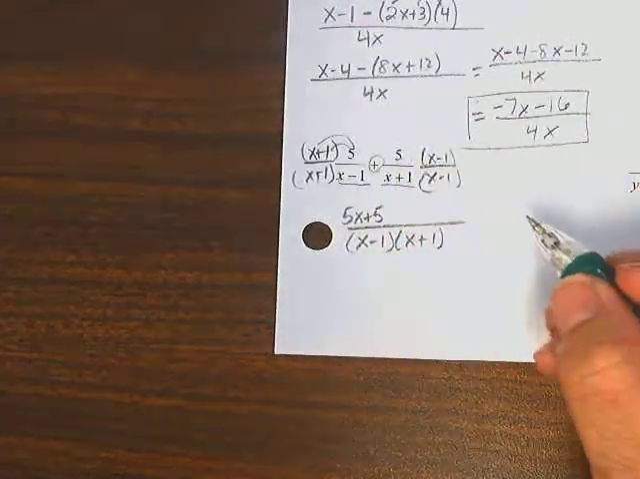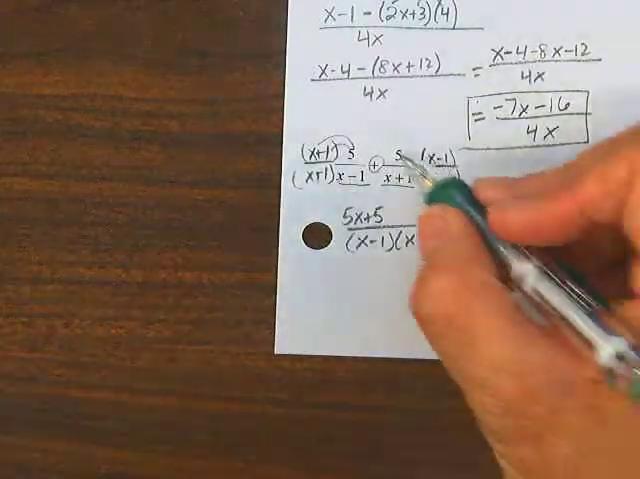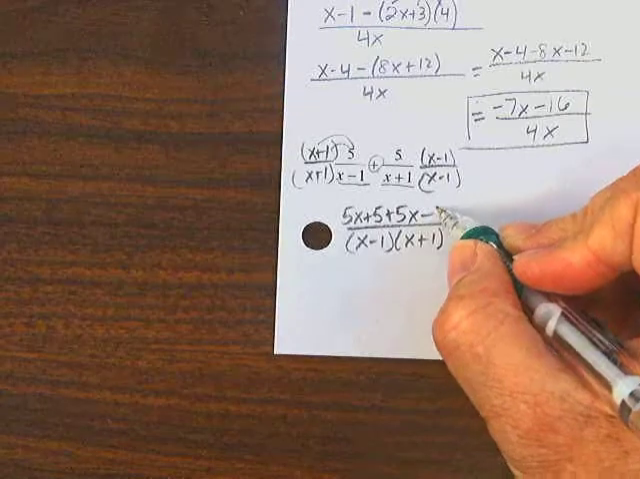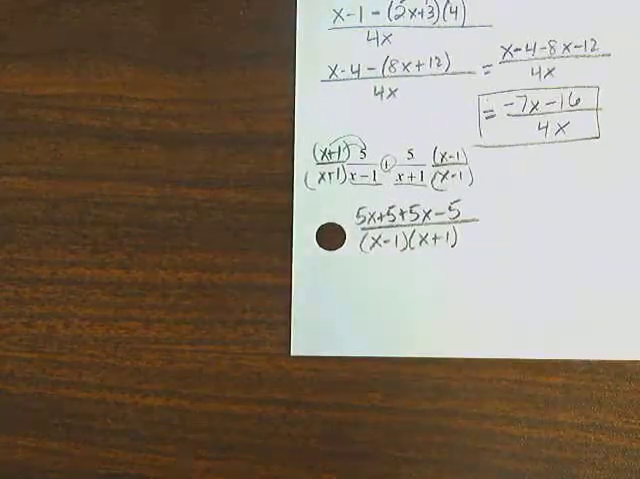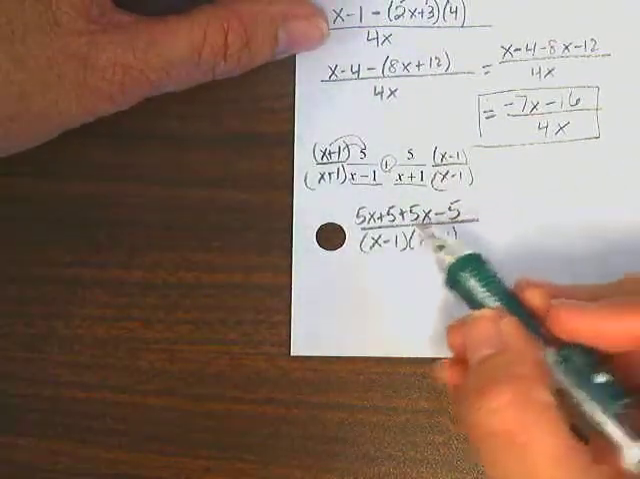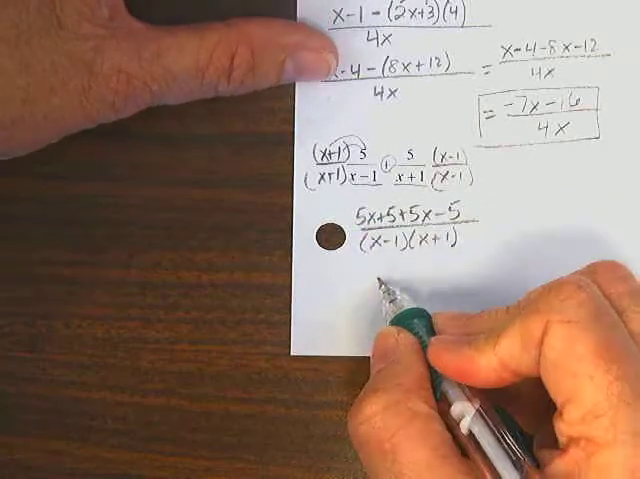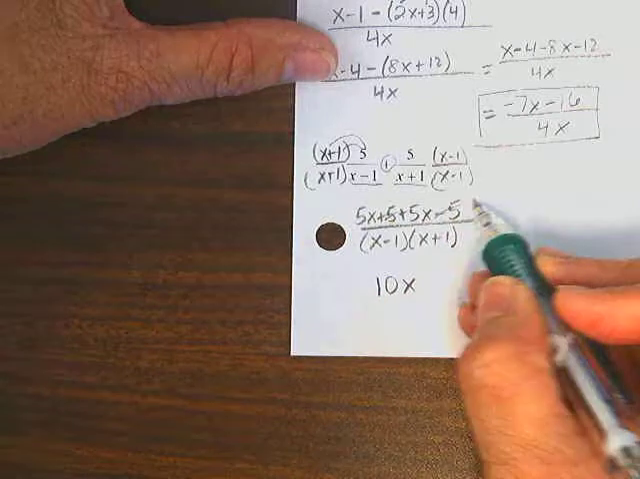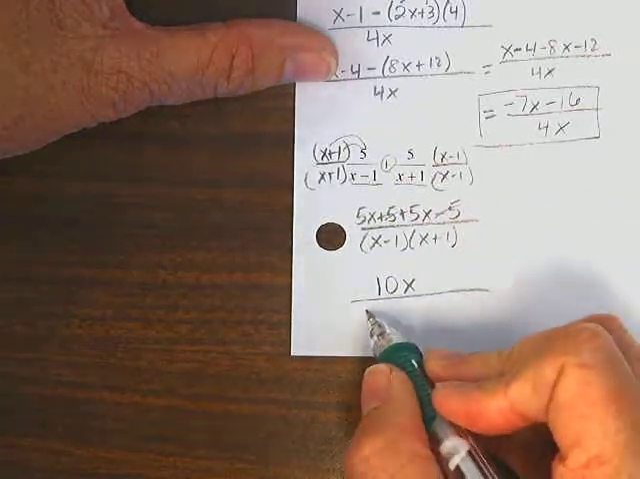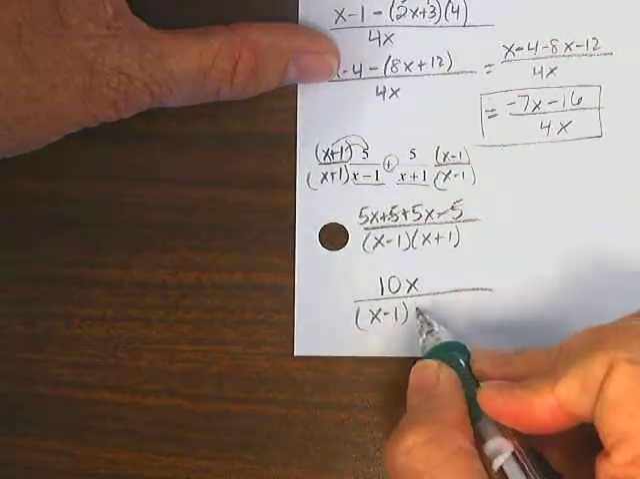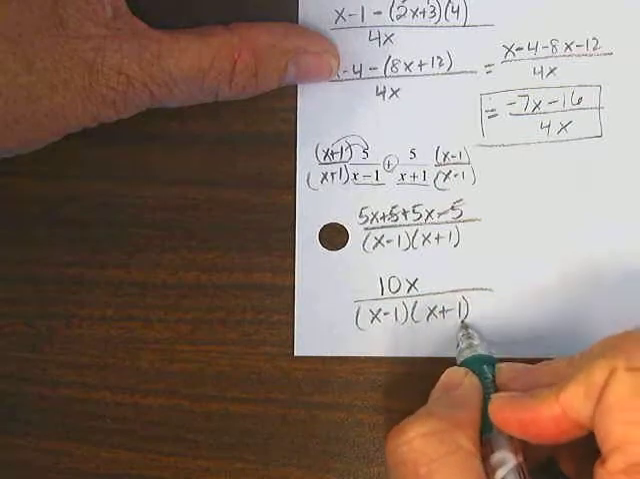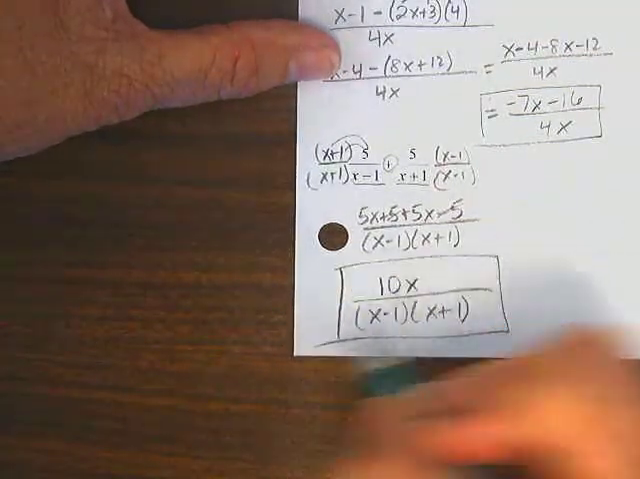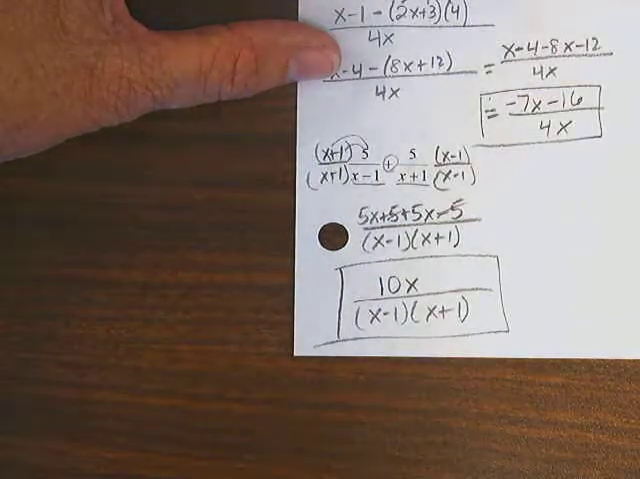So 5 times x and 5 times negative 1. Double check our sign, and we're adding. So 5 times x is 5x. 5 times a negative 1 is negative 5. Let's see what we get when we add these together. 5x plus 5x is 10x. Positive 5 minus 5, those are just going to cancel. So we have 10x over x minus 1 multiplied by x plus 1. And that is our final answer for this problem. We cannot simplify that any further.